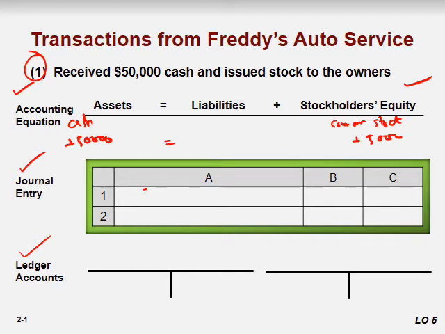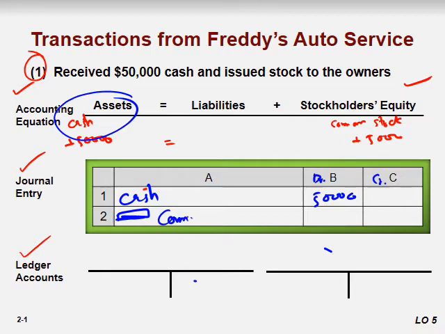Right? Journal entry. And what are the rules? We always start from debit and then credit. So cash is a part of assets, and when an asset increases, we debit. So we start from cash. This is the debit side, this is the credit side. It is 50,000. And we make a space here and write a little bit further to the right side, common stock.